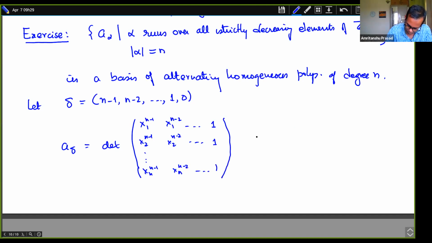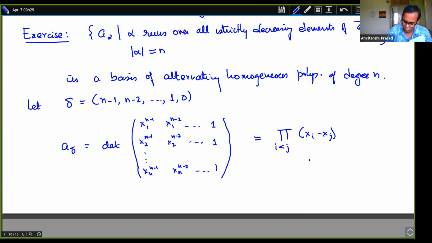And this matrix we know is the famous Vandermonde matrix, and its determinant is given by the product of xi minus xj. Now let me just remind you how we prove this determinant identity. One of the ways of proving it is to first note that since the determinant changes sign upon interchange of xi and xj, it must be divisible by xi minus xj for all i not equal to j. And so the left hand side in this identity is divisible by the right hand side.